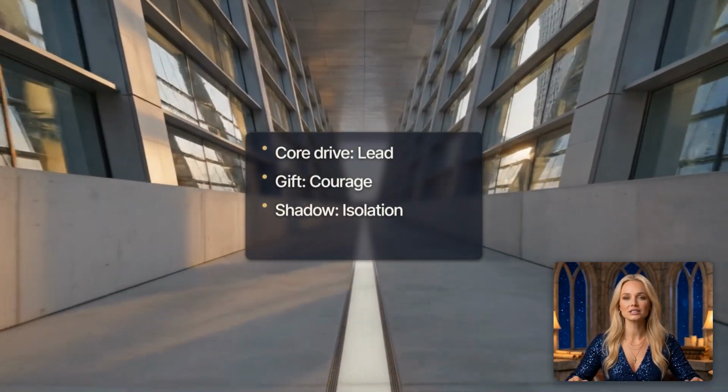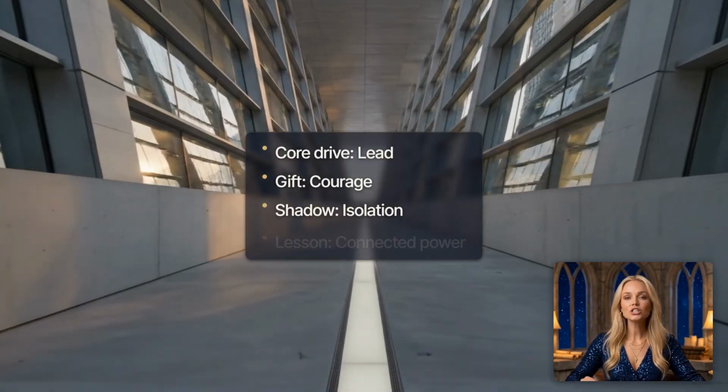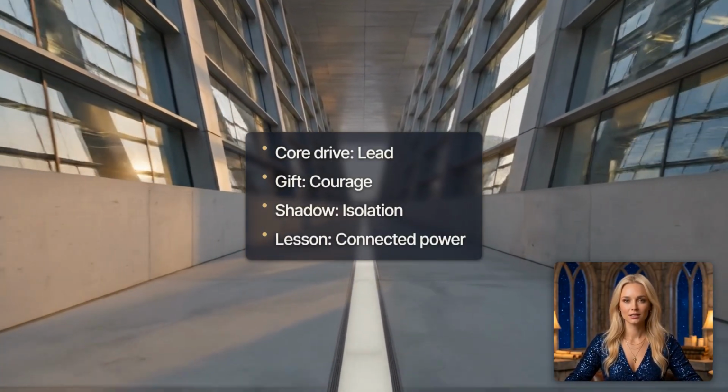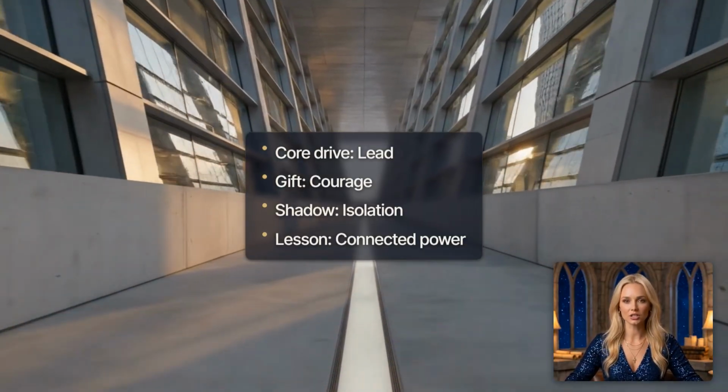Your lesson is not just leadership. It is leadership without hardening, confidence without defensiveness, power without disconnection. And this is important. A strong number is not a perfect number. Every path has a gift, and every gift casts a shadow. That is what makes this real.